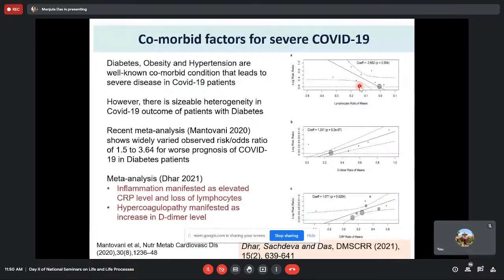At this point of time, I would want to switch gears a bit and talk about the comorbidity of COVID infection.